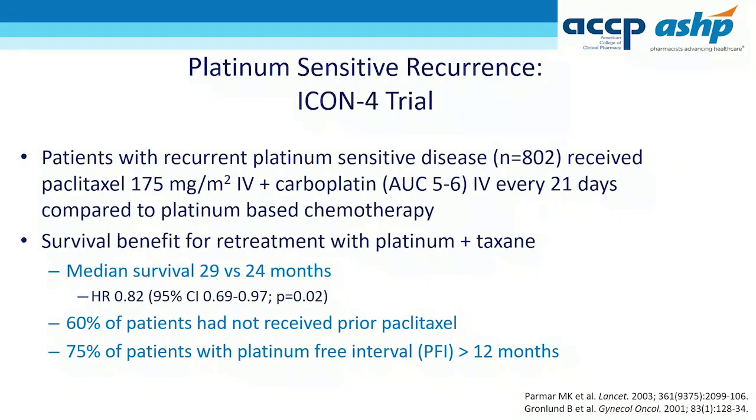And so ICON-4 is a trial that basically reassures us that we can retreat them with carboplatin and paclitaxel. So these are patients with recurrent platinum-sensitive disease, and they received paclitaxel at 175 milligrams per meter squared and carboplatin with an AUC of 5 to 6 every 3 weeks, and this was compared to platinum-based chemotherapy. What we see is there is a median survival benefit for this with 29 versus 24 months. However, I do like to note that in this trial, there's actually a fair amount of the patients that had not received prior paclitaxel, and they do have about 75% of the patients with a platinum-free interval that's greater than 12 months. So these are patients that we would expect to still have pretty good responses to their platinum.